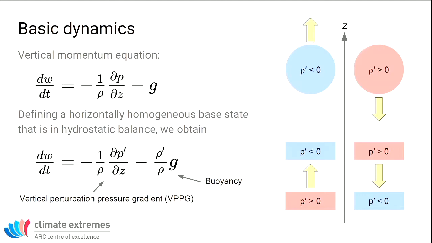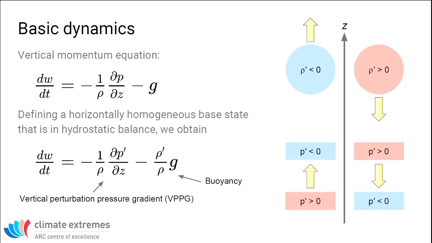So basically, what this says is that vertical accelerations are associated with two effects. We can make this a bit more intuitive if we define a background state which is horizontally homogeneous, so it's uniform in the horizontal, and that is in hydrostatic balance. If you plug that into this equation, you get this form of the vertical momentum equation, and this is a really fundamental equation for convective dynamics. It says that vertical accelerations are the result of two processes.